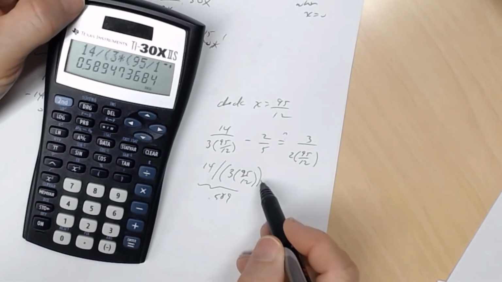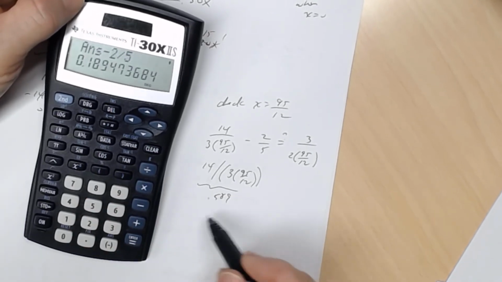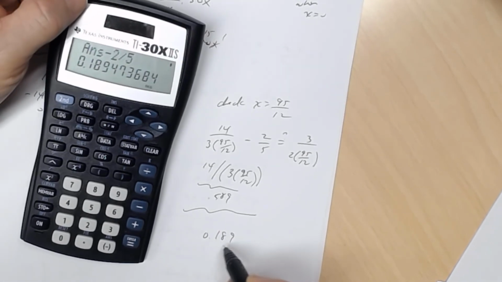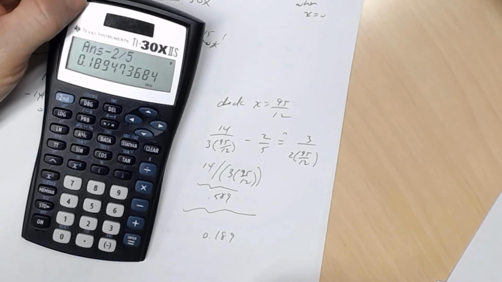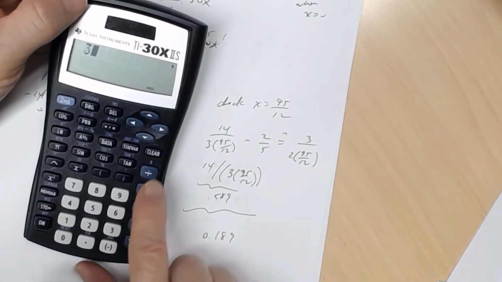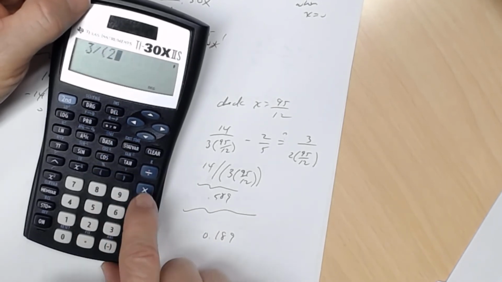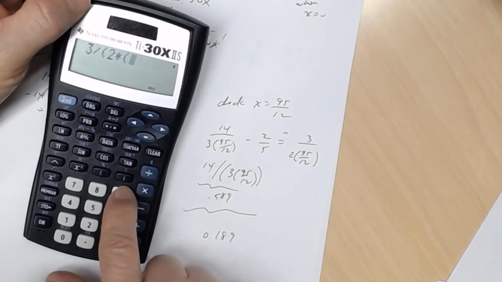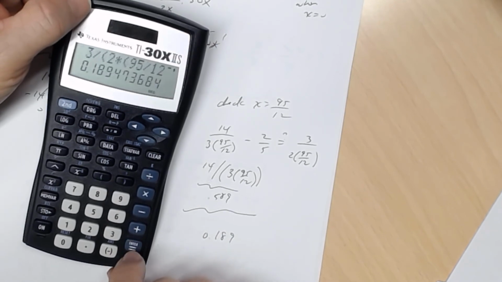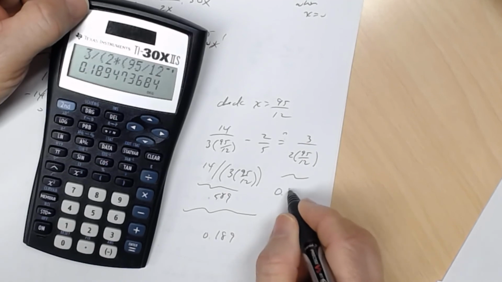And this right here is 0.589. But you got to subtract 2 fifths. So let's go ahead and do that. Subtract 2 divided by 5, equal, and so this left side is 0.189. Okay? 0.189. Now let's check and see what this is. Do the same thing. 3 divided by parentheses 2 times, in parentheses, 95 divided by 12, close the parentheses, close that, press equal, and you get the same thing. So those two sides are now equal.